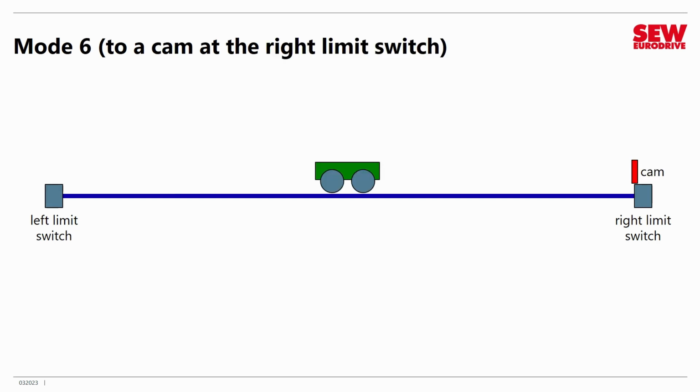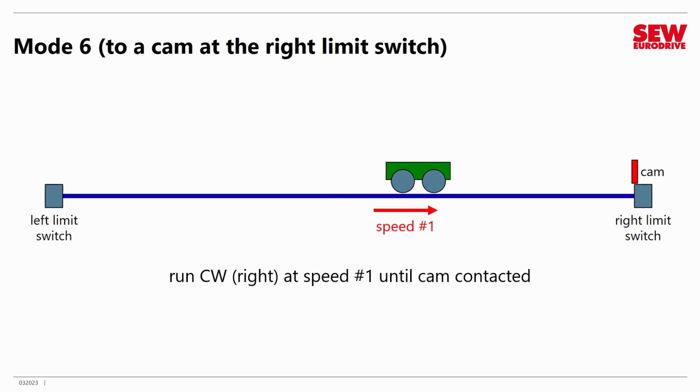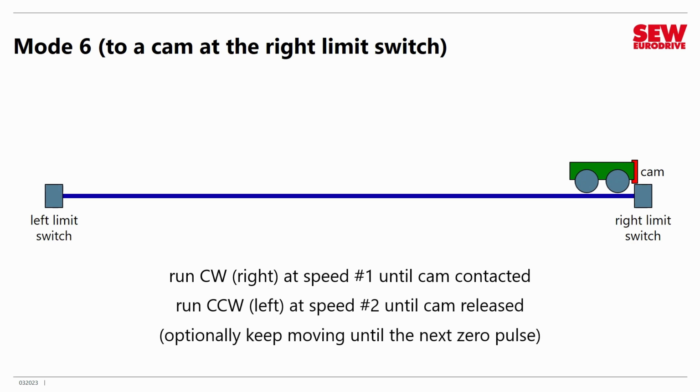Now there's mode 6. In this one, you travel to a cam that is sitting right in front of the right limit switch. So you move to the right until the cam is contacted. You do this at the higher speed, like this. And then you back off until you release it. And you can optionally keep moving until the next 0 pulse if you wish. So here we go. You just back away till it releases. Maybe you go to the 0 pulse, maybe not. And then you stop and say, I'm referenced.